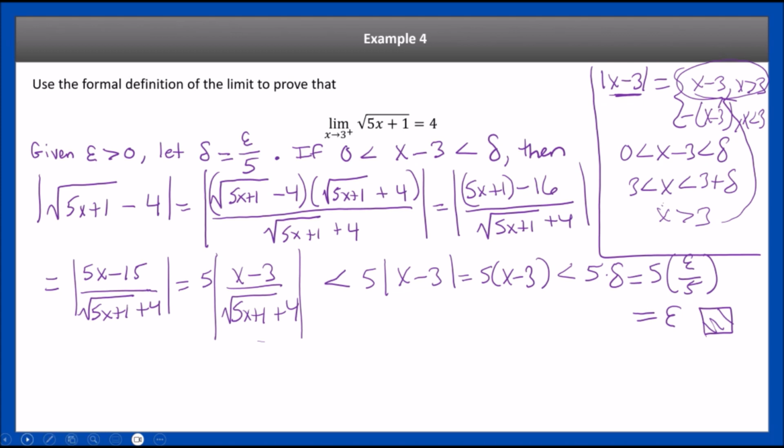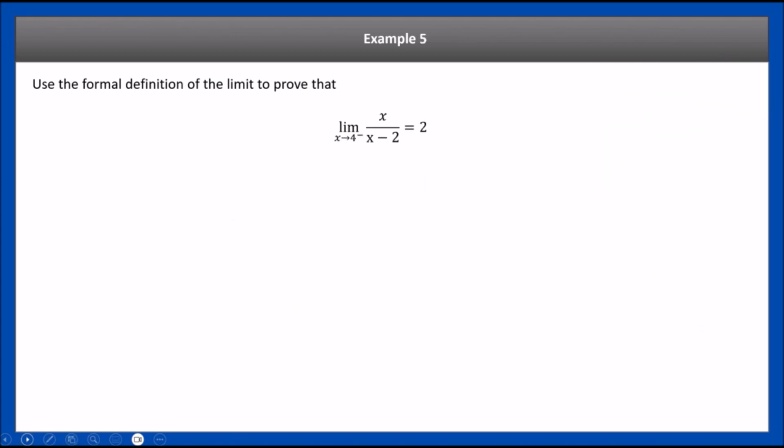Okay. All right, so let's look at the next example. So this is a one-sided limit, but a left side limit here. So we're going to go about it the same way, but remember the left side limit has the other inequality. So let's start there. Given epsilon greater than 0, let delta equal some number. Then if, now this is the inequality for the left side.